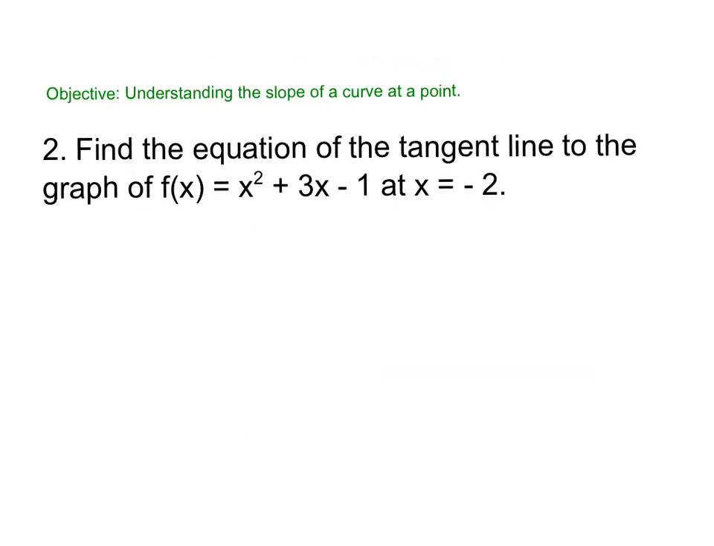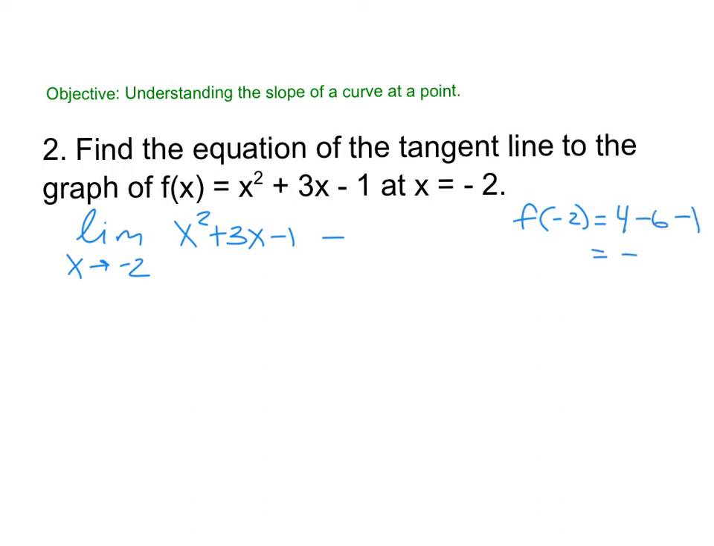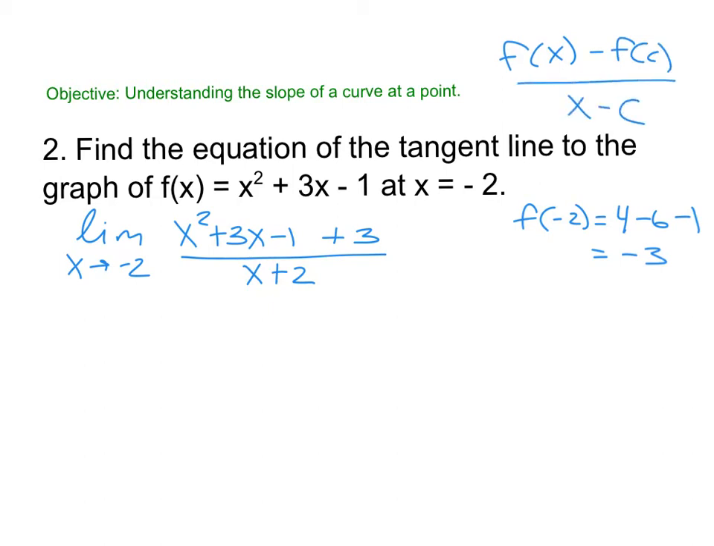Okay, so find the equation of the tangent line to the graph at x equals -2. We're going to start with our average rate of change, right? The limit as x approaches -2, f of x minus f of -2. Let's figure out what that is over here. That's 4 minus 6 minus 1, so -3, so plus 3, all over x plus 2. I'm just using my f of x minus f of c over x minus c, and we're going to take the limit of it.